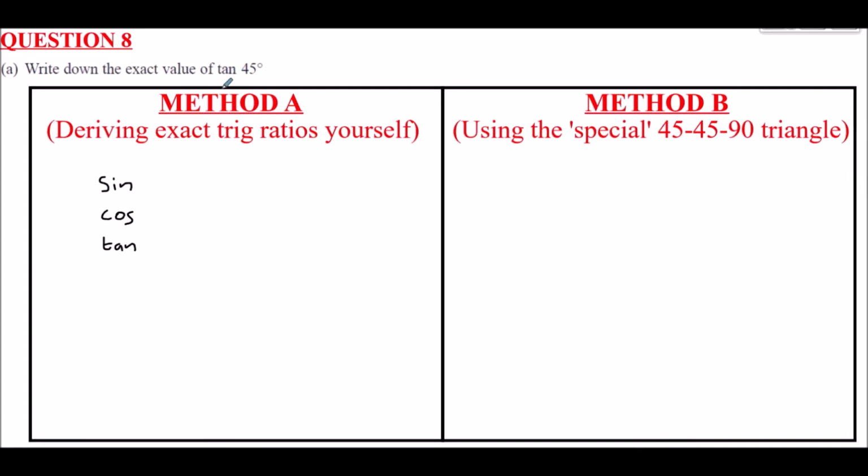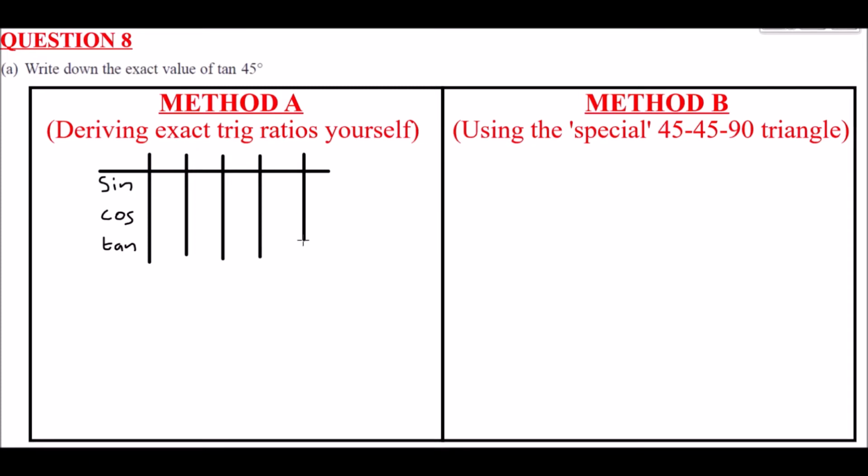And there are 5 main angles where we need to find out the exact trig ratios for these ones. So I'll just do a little table here, and I'll just draw in 5 columns. So 1, 2, 3, 4, 5. So the angles you need to consider are 0, 30, 45 is the middle one, 60, all the way up to 90.